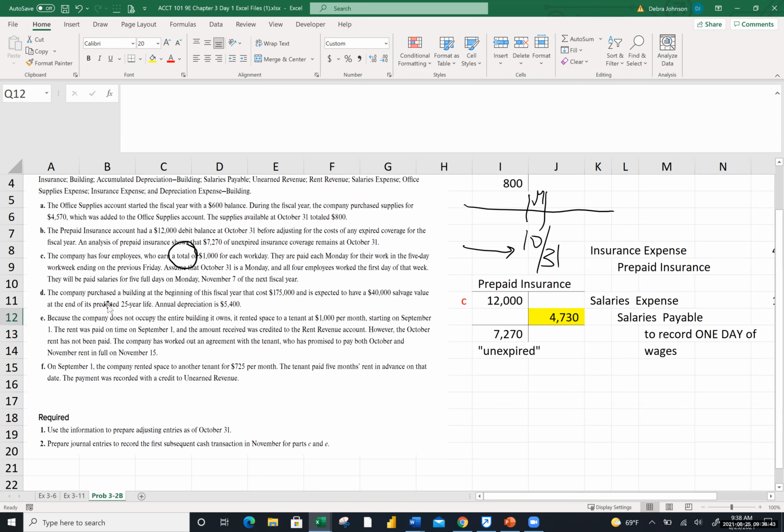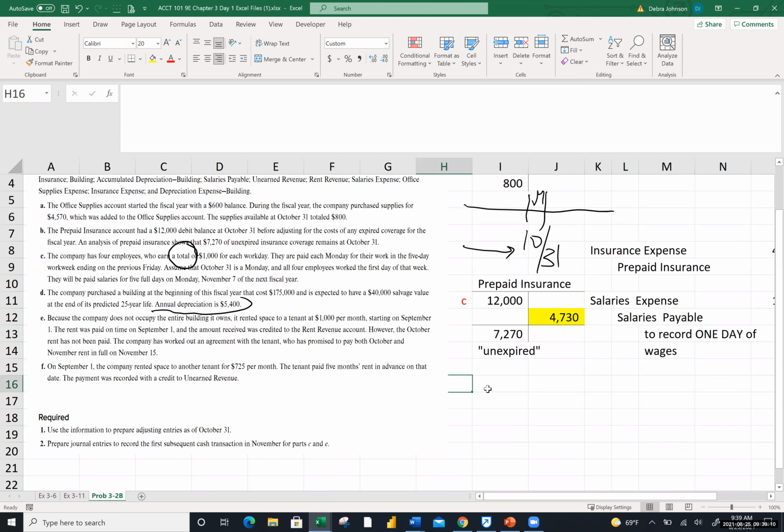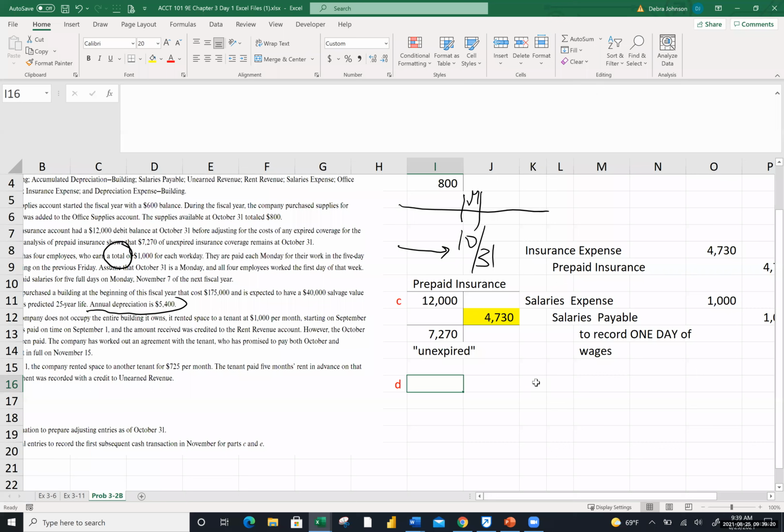All right, letter D, the company bought a building at the beginning of the year that costs $175,000, has a $40,000 salvage value, and has a predicted 25-year life. He gave us all that information simply to tell us that annual depreciation is $5,400. So he gave you all those facts and then decided to just give you the amount. So there's nothing to calculate, but I would encourage you to calculate it anyways, in case he throws you that on an exam. Okay, so letter D would look like this.